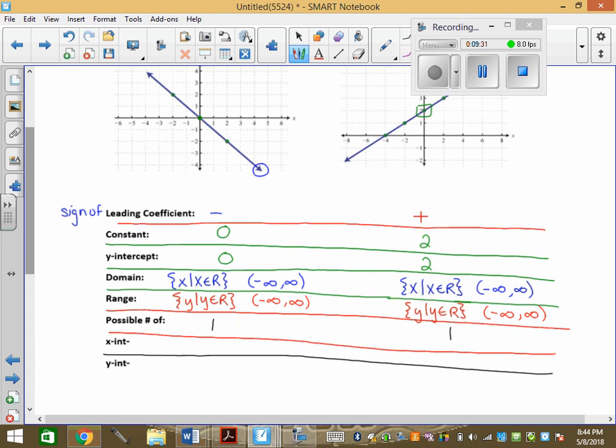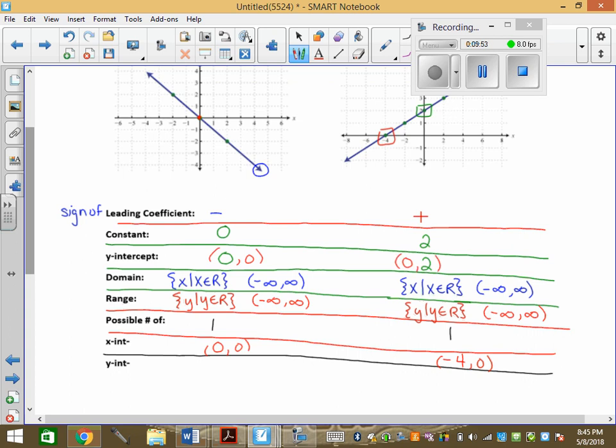What is the x-intercept? Well, in this graph, it's 0. It's the same as my y-intercept because it crosses through the origin at (0, 0). And for this one, it's negative 4, and I would write it as (-4, 0). So the y-intercept here should be (0, 0) and (0, 2). It's nicer as a coordinate.